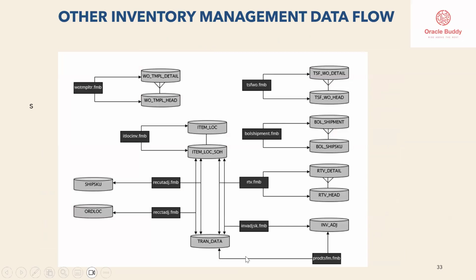So for these FMBs which we discussed before, we can see which tables they will update. For example, tsfwo.fmb will update the tsfwo detail and tsfwo head tables. Similarly, when we use rtv.fmb, once we create an RTV, it will go to RTV head and detail. Inventory adjustment will insert the data in INV ADJ. So these are all details of the other FMBs. Please check how these tables are getting populated.